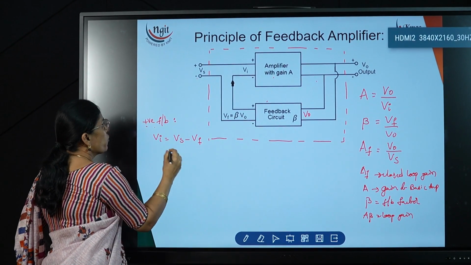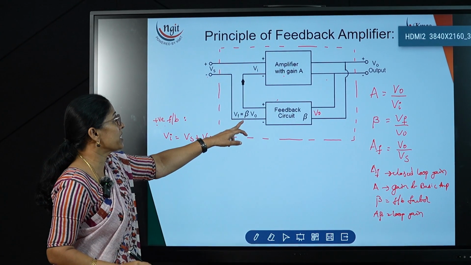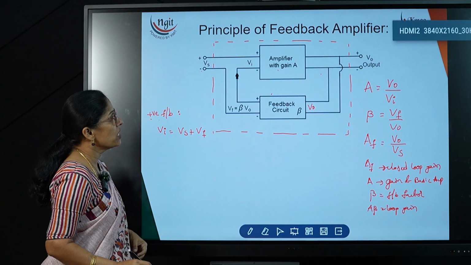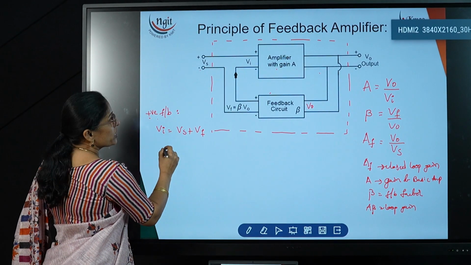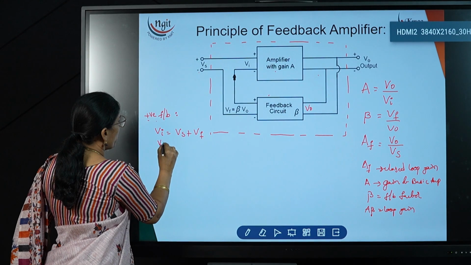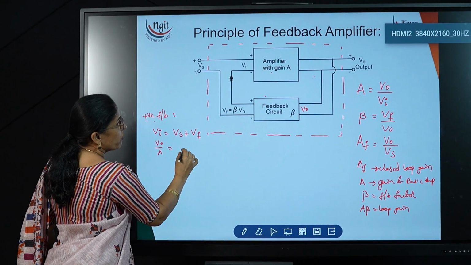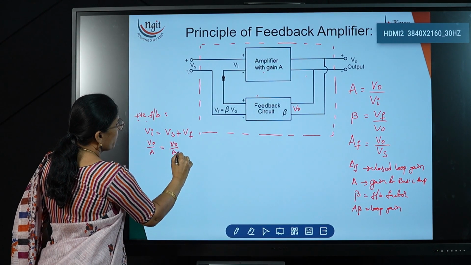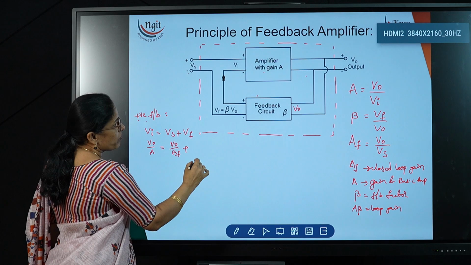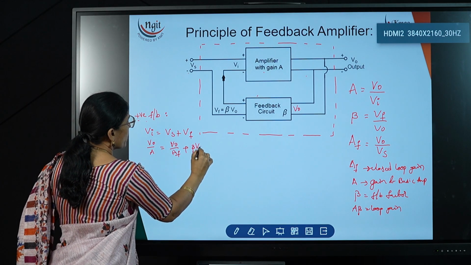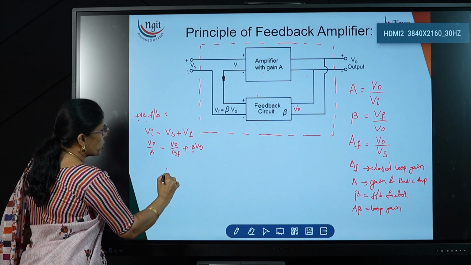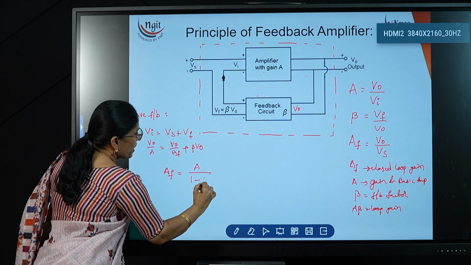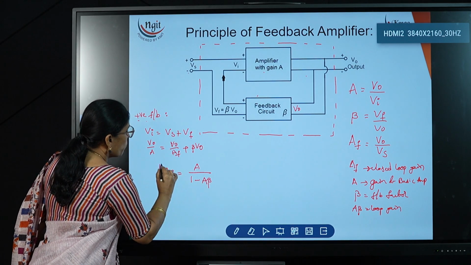Now for positive feedback, the feedback signal is in phase with the input signal. Here Vi is equal to Vs plus Vf. Again we substitute Vi is equal to V0 by A, the same expression. Then Vs is equal to V0 by AF plus Vf, where Vf is equal to beta times V0. If you derive the expression, you will get AF is equal to A by 1 minus A beta. This is for the positive feedback.